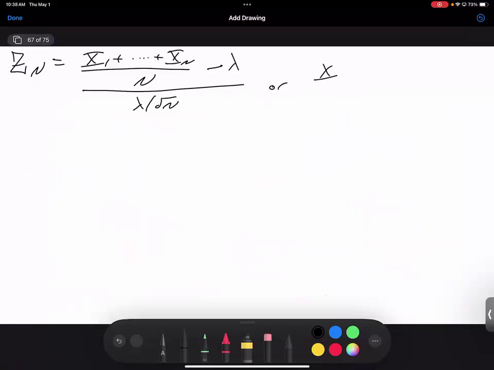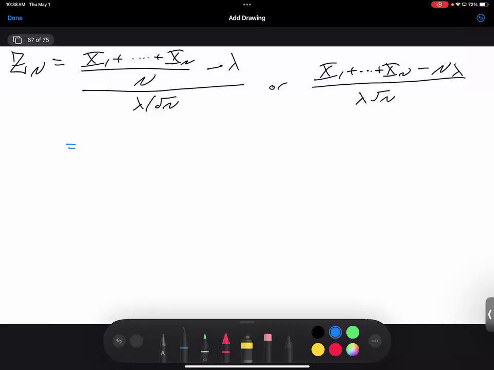You could also look at x1 plus ... plus xn, subtract off n times the mean. And now what would be the variance? The variance now would be n times the variance before. So the variance would be n sigma squared. So the standard deviation would be square root of n times sigma. So it would be lambda square root of n. So the question is, are these two really the same? Well, we've got a lambda down below and a square root of n. So that's the same as moving the square root of n upstairs.